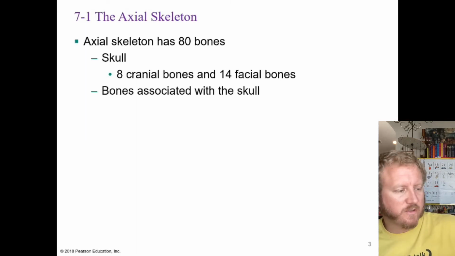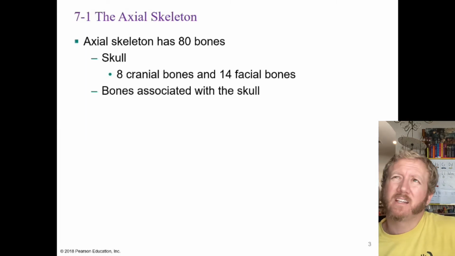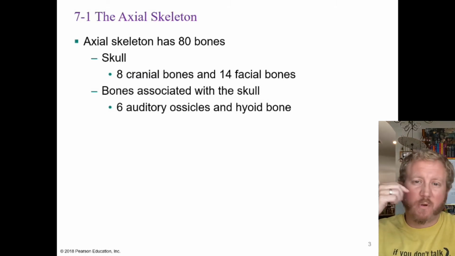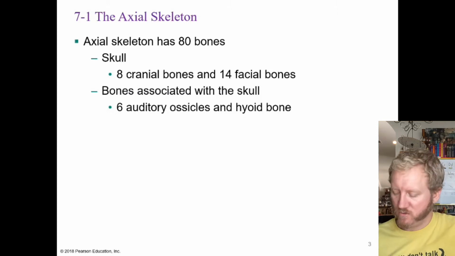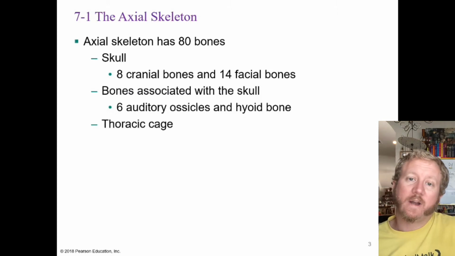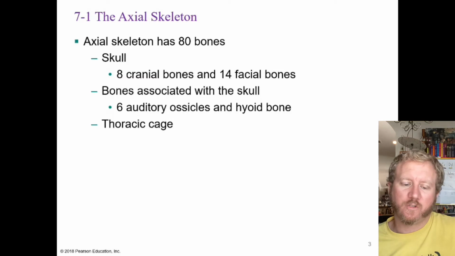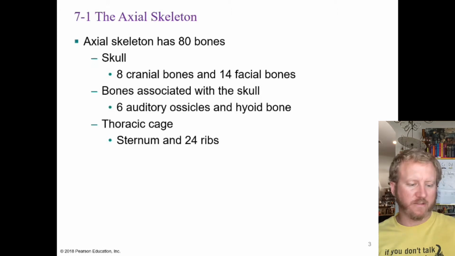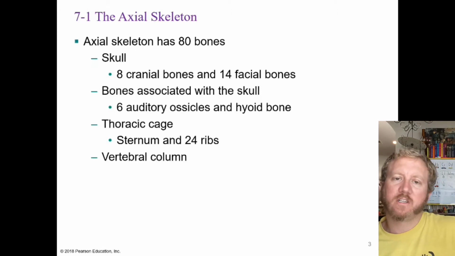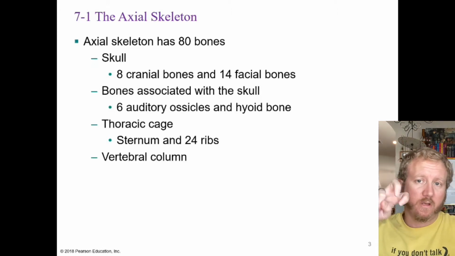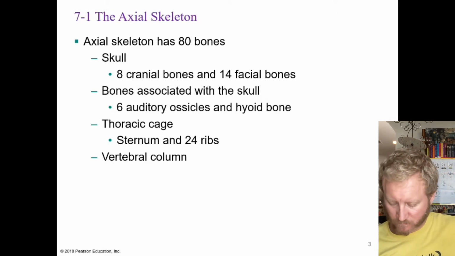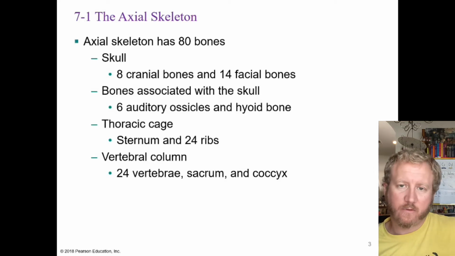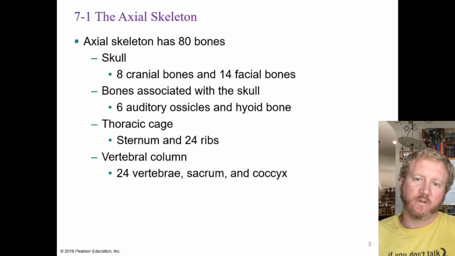There's also 6 bones associated with, well, actually technically it's 7. There's 6 auditory ossicles. Those are the bones of your inner ear, and then your hyoid, which is in your throat. You've also got the thoracic cage, more commonly referred to as the rib cage, that has the sternum, and then here in the middle, and then the 24 ribs down the side. And then we have the vertebral column, which is your backbone, basically, but it's not one solid bone. So there's 24 vertebrae, plus the sacrum and the coccyx, which is down towards the bottom.